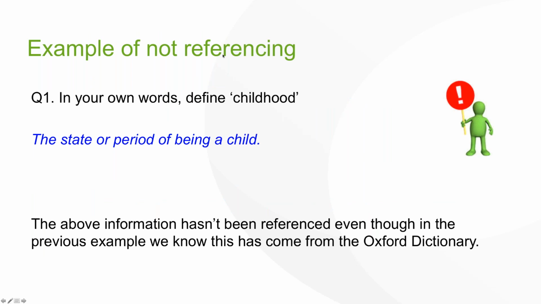So let's look at an example of not referencing. We have the same question again. Question 1, in your own words, define childhood. And we have the answer as the state or period of being a child. Now, this above information hasn't been referenced, and we did see it in our previous example. So we know this comes from the Oxford Dictionary. In this case, this would be deemed as plagiarism, because we can easily see it does come from another source, and it's not your own words. So we have to be careful to actually add the reference in if we're going to use it.